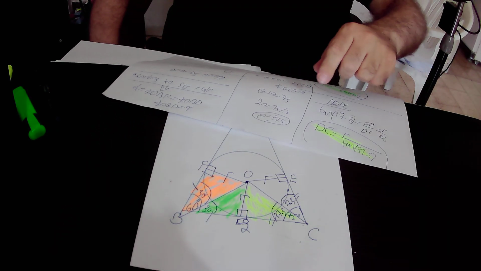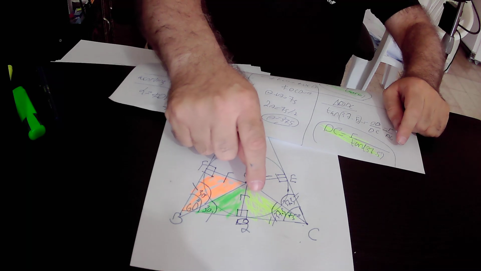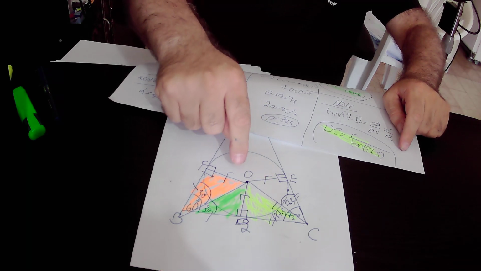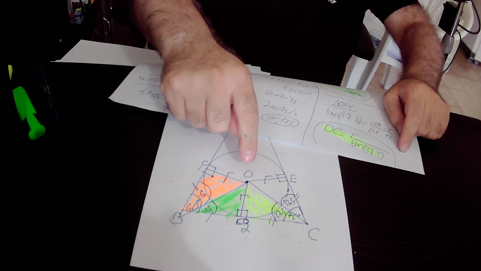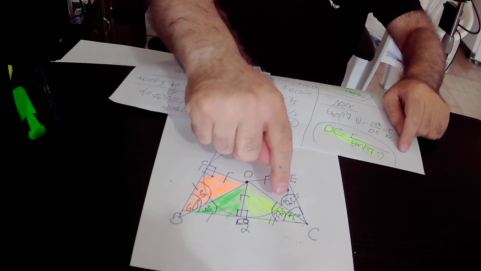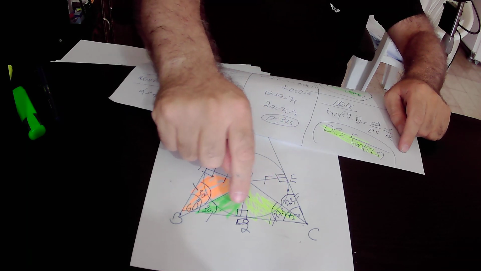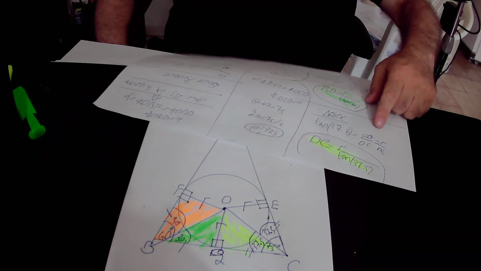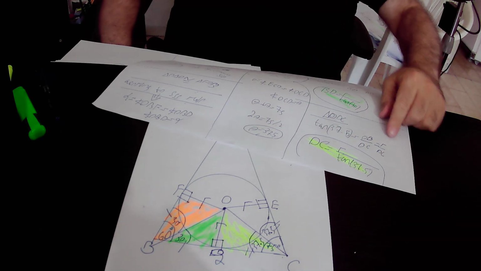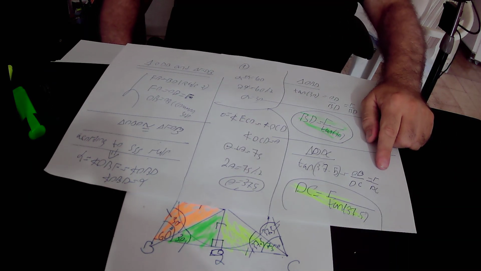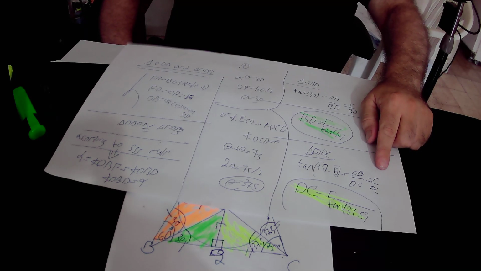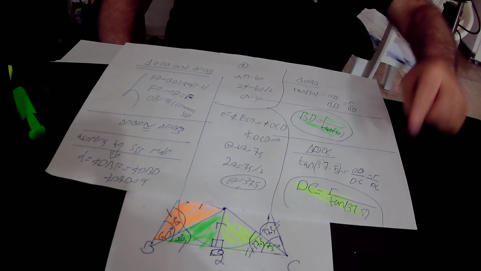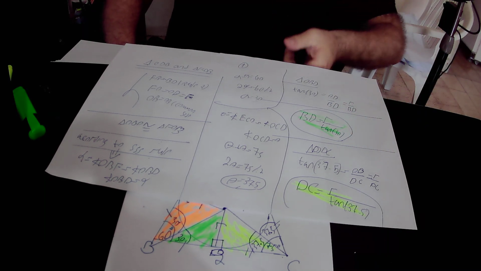Likewise, we repeat the same process in the right yellow triangle ODC. Tangent 37.5 degrees equals OD over DC. OD equals R, so we substitute OD by R and found out that tangent 37.5 degrees equals R over DC. We multiplied this equation by DC and then divided by tangent 37.5 degrees and found out that DC equals R over tangent 37.5 degrees.